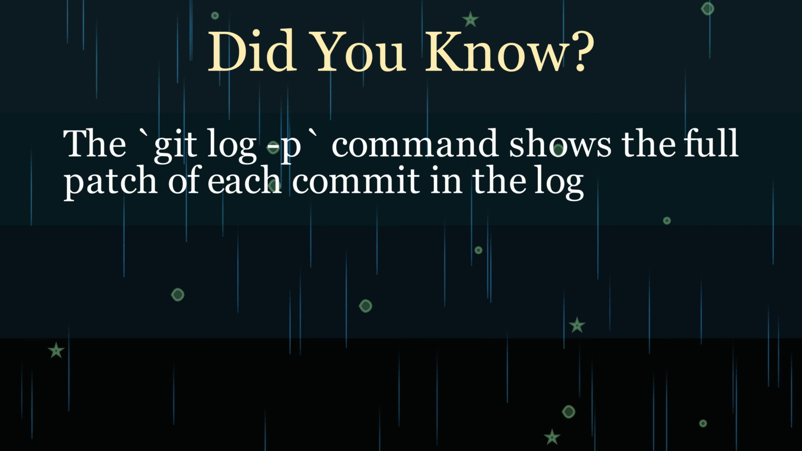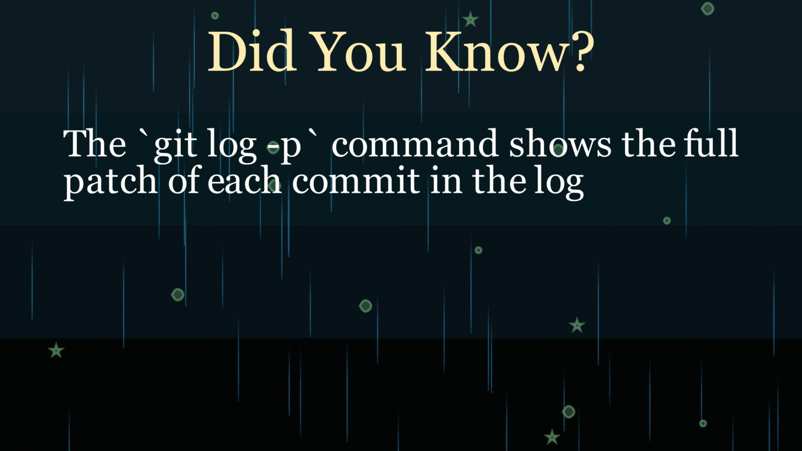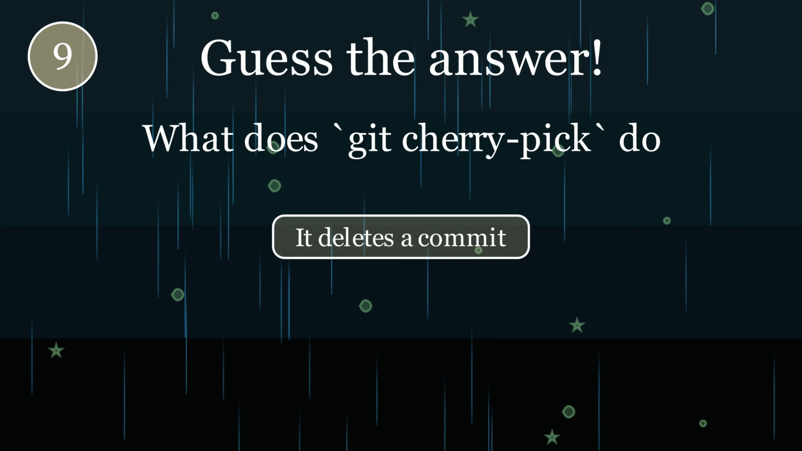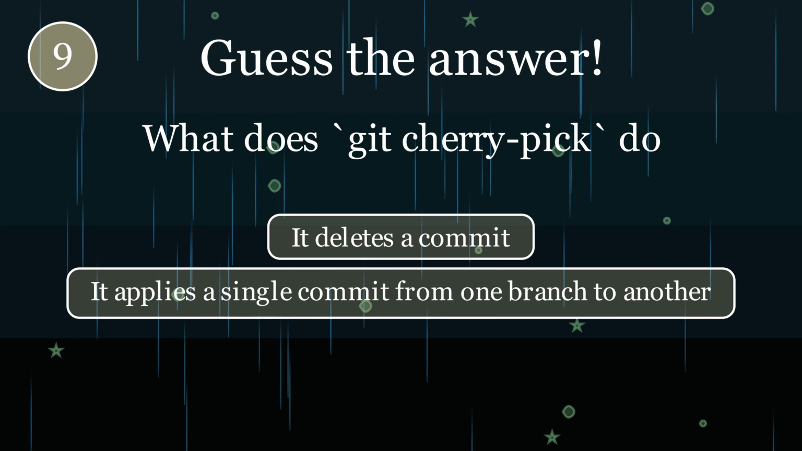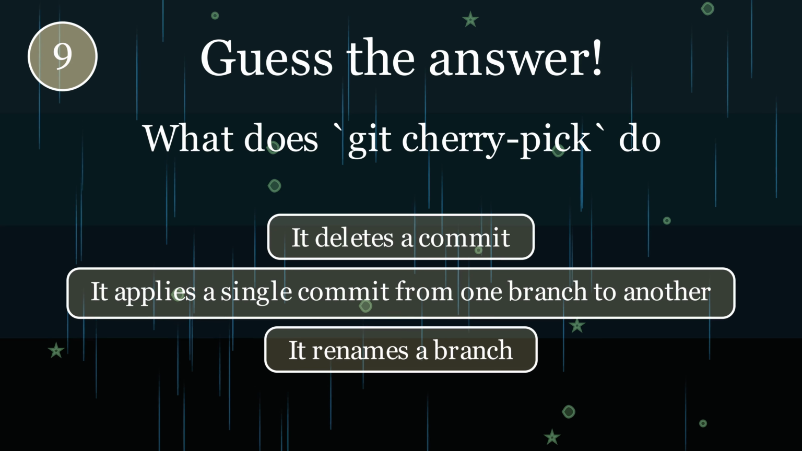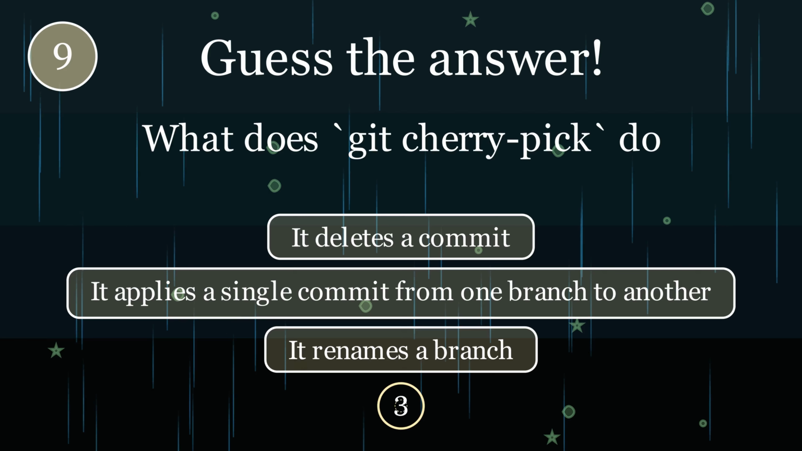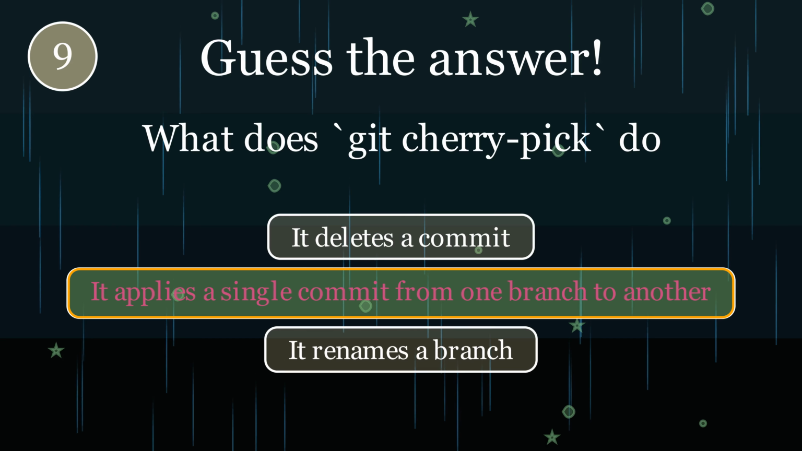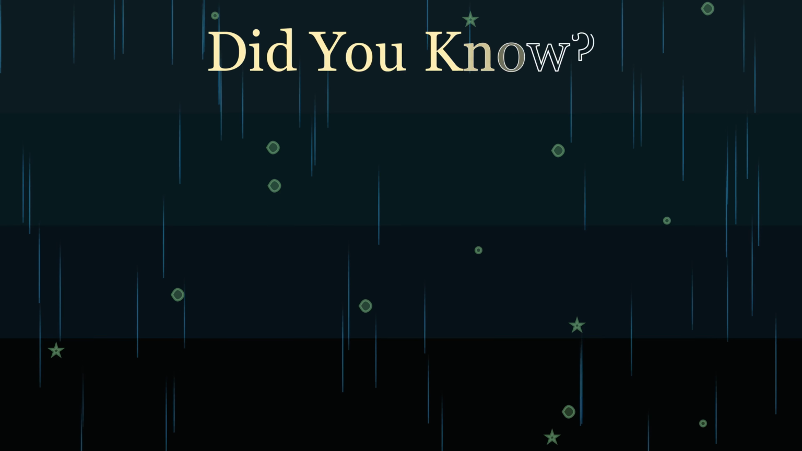Here's an interesting fact. The Git log p command shows the full patch of each commit in the log. What does Git cherry pick do? It deletes a commit, it applies a single commit from one branch to another, it renames a branch. The correct answer is, it applies a single commit from one branch to another.